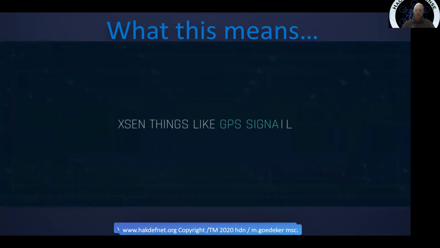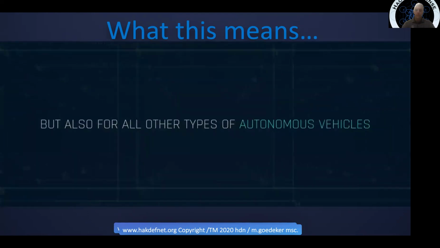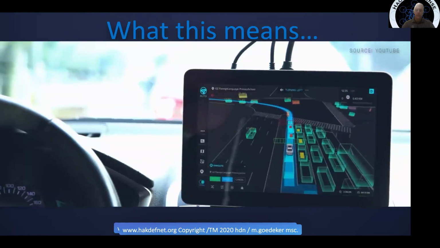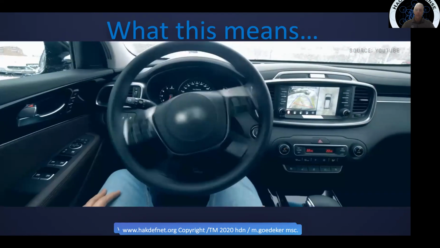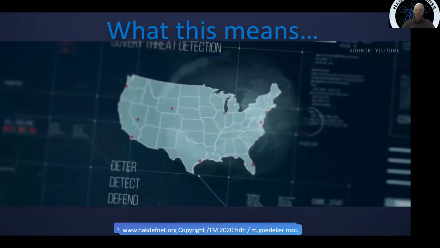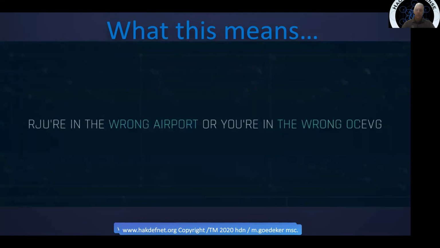Even things like GPS signals, which are not only the basis for navigation of ships, but also for all other types of autonomous vehicles, are at risk. People can tamper with these GPS signals and make it look like you're in one destination, when in reality you're just about to drive off a cliff, you're in the wrong airport, or you're in the wrong ocean, or just about to crash somewhere.